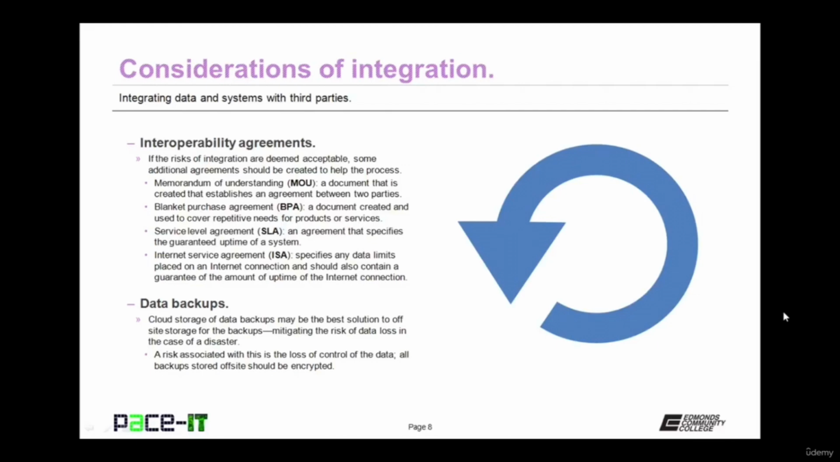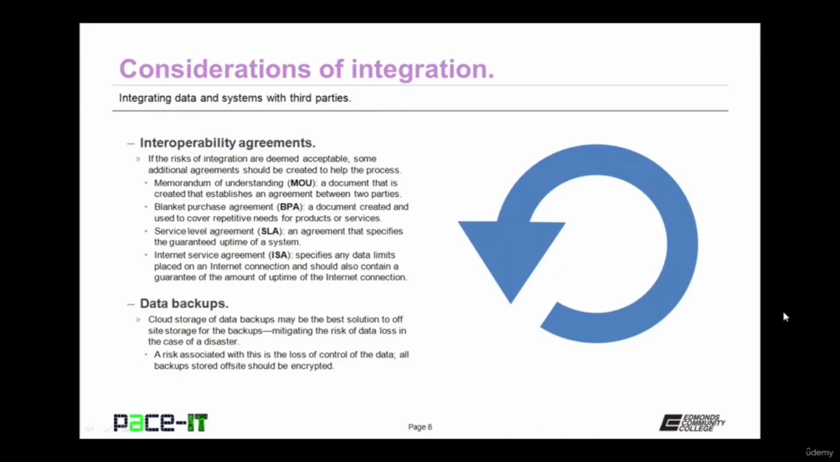If the risks of integration are deemed acceptable, some additional agreements should be created to help the process along. There should be a memorandum of understanding. This is a document that is created that establishes an agreement between two parties. Another document that might be needed is a blanket purchase agreement. It's a document that is created and used to cover repetitive needs for products or services.